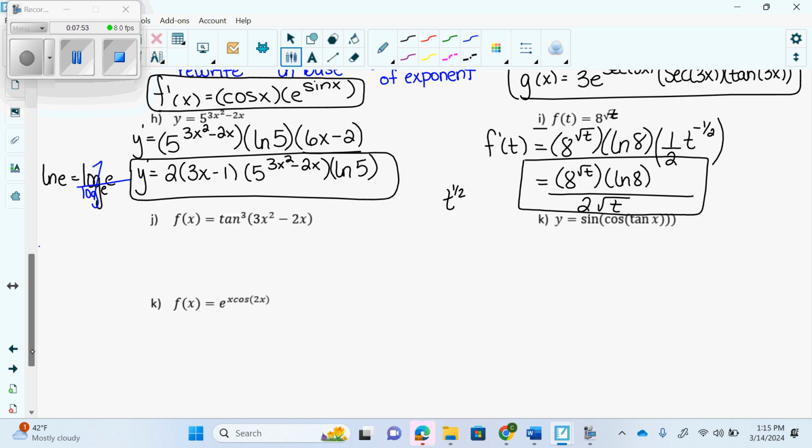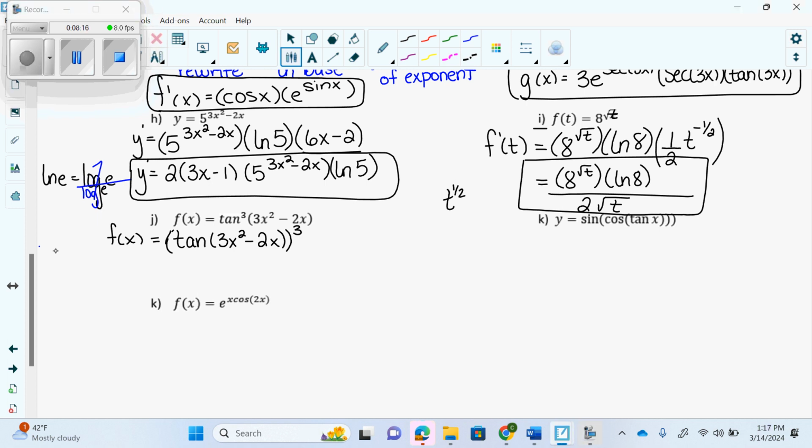Okay, this one we've already talked about, so I want you to try it out. What's the first thing we're going to have to rewrite this as? How do I rewrite this? Tan 3x squared minus 2x, what? All cubed. Right? Try it out.